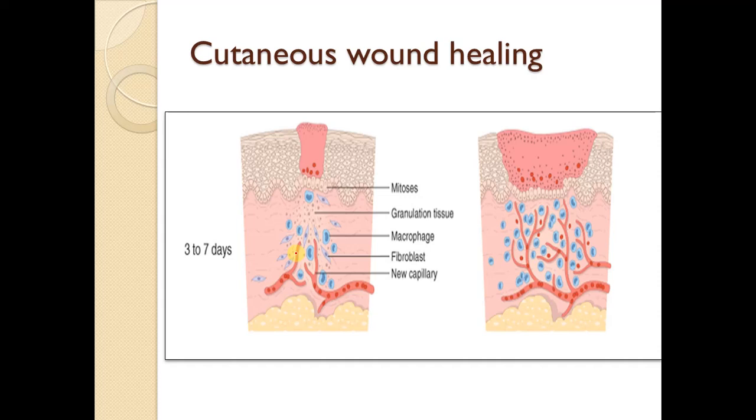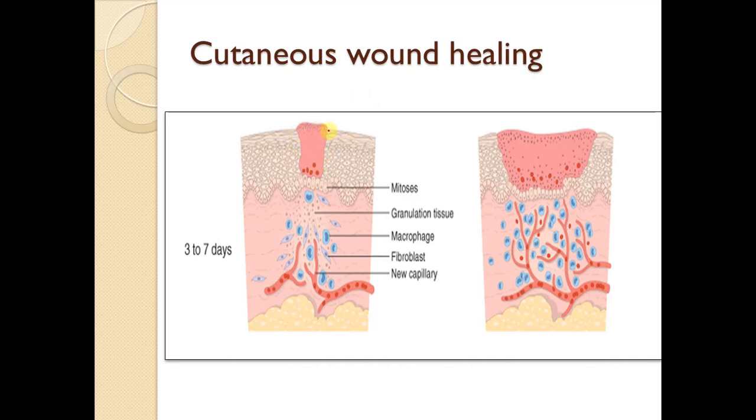After granulation tissue accumulation, collagen fibers start to be secreted by these fibroblasts, and they will start to appear at the margins of the wound. Initially, these collagen fibers will be vertically oriented, and they will not be able to bridge this gap. At the same time, epithelial proliferation continues, and they will start to repair this whole epithelial gap.